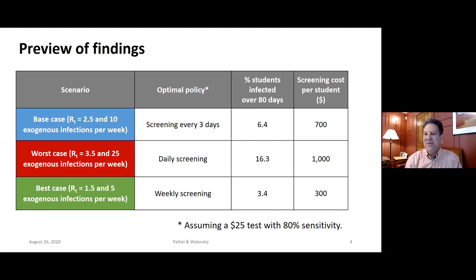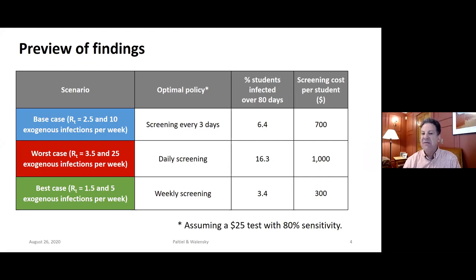But just in case you have to run off for any reason, let us begin with the conclusion and just let you know that we considered 3 different scenarios, a base case, a worst case, and a best case, each of them characterized by different reproductive numbers, 2.5, 3.5, and 1.5 respectively, as well as a certain number of exogenous infections or imported infections. I'll explain to you more what those are in a moment. But we looked at anything from 25 to 5 with a base case of 10.